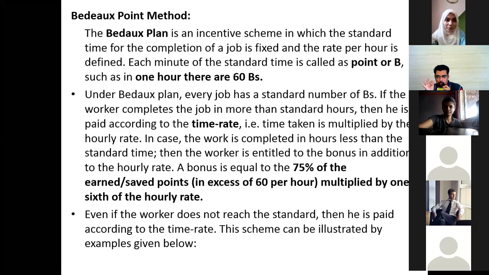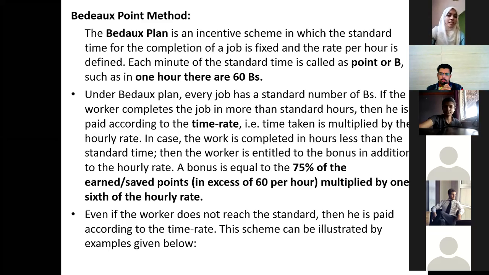Bedaux point method, what you learned. In the Bedaux point method, the standard time for each job is allotted, and each minute is denoted by a Bedaux point called B, thereby making 60 B in every 1 hour.